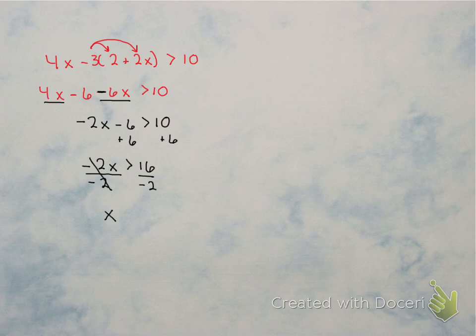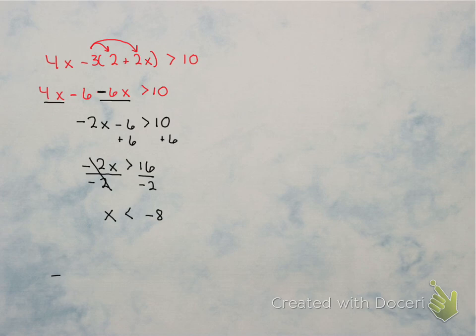X on the left, negative 8 on the right. But because the x had a negative number stuck to it, when we divided away the negative, we have to switch directions of the sign. Now I'm going to show you why that's true, okay?